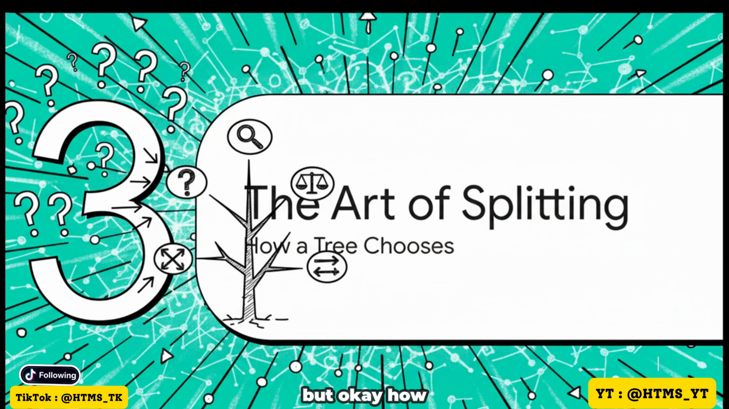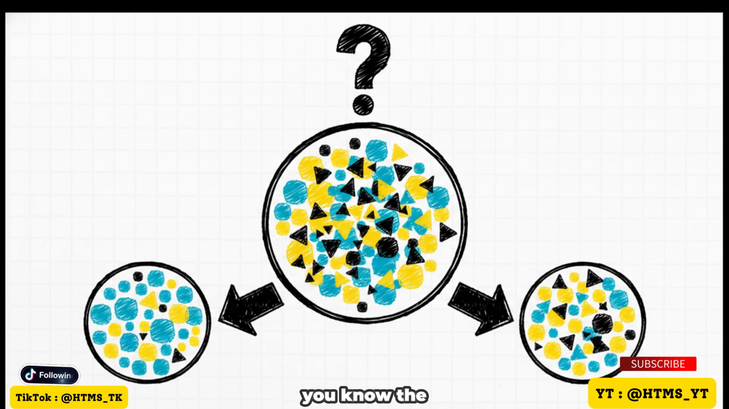But, okay, how does the tree actually know which questions to ask, and in what order? This is where the real magic happens. This is what we call the art of splitting. The goal is actually super simple. At every single step, the tree just wants to ask the one question that will split the data in the cleanest way possible, creating the most pure groups it can.